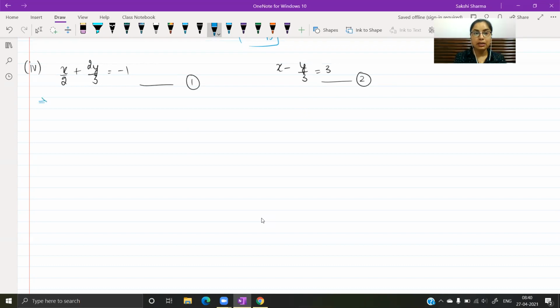I'm going to simplify equation 1. This gives me 3x plus 4y equals -6. In the second equation, I will have 3x minus y equals 9. These are the two equations, equation 1 and equation number 2. I've only simplified them. Now decide which one you want to eliminate. Now the coefficients of x are the same. I'll just simply subtract the two, either 1 minus 2 or 2 minus 1.